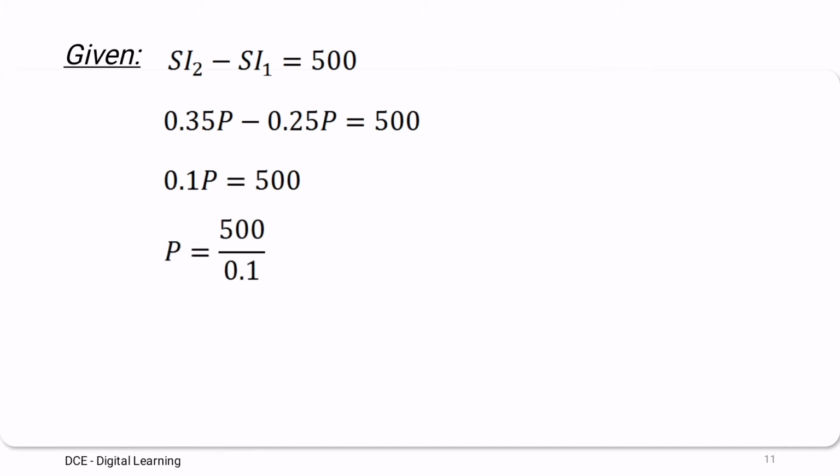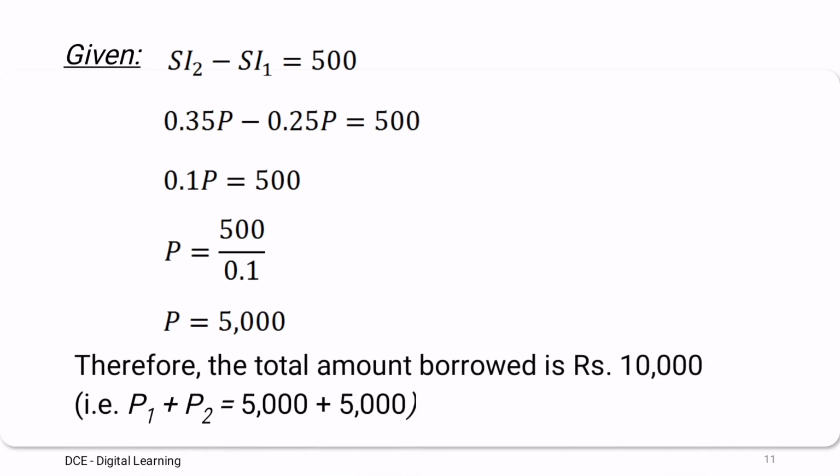So P equals 500 divided by 0.1. So 0.1 from left hand side to right hand side, multiplication becomes division. So 500 divided by 0.1 is P equals 5,000. Therefore the total amount borrowed is rupees 10,000. That is principal sum 1 rupees 5,000 plus principal sum 2 rupees 5,000.